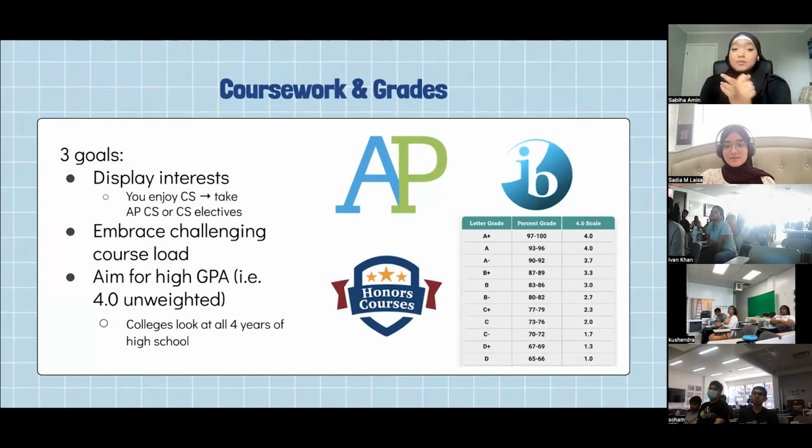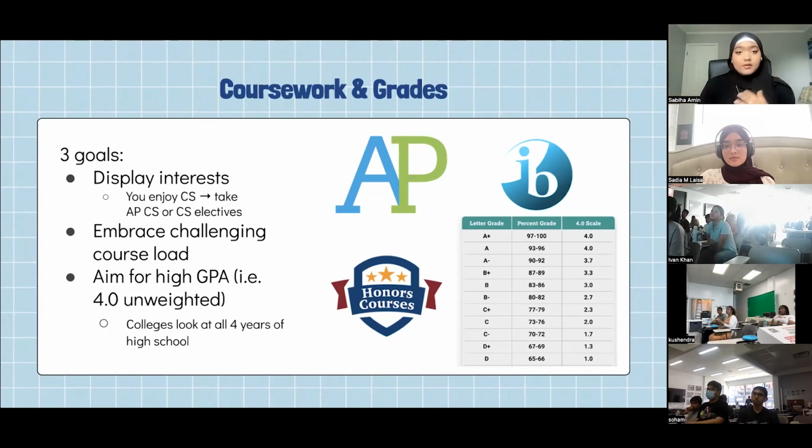So one is displaying your interest. Are you taking courses that show the field that you're interested in, or are you just in general challenging your course load? So you can see this in 2 ways. One example is if you enjoy CS, and your school offers AP CS or CS electives, you're taking the initiative to take on those courses and doing relatively well within them. Embracing a challenging course load can mean engaging in AP classes, honors classes, IB if that is offered at your school. If it's not, you don't have to worry about it.